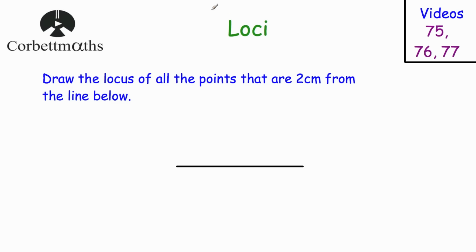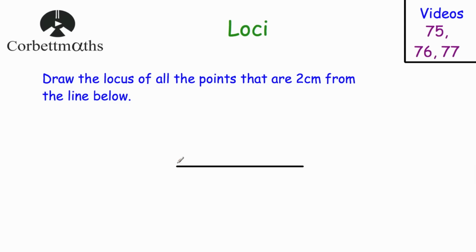Okay, let's have a look at our next topic. So our next topic is Loci, and that's video 75, 76, and 77 on Corbettmaths. And our question says to draw the locus of all the possible points that are 2 centimeters away from the line below. So in other words, we've been given a rule and we've got to draw on all the possible positions that points can be that follow that rule. So we want to draw all the points that are 2 centimeters away from this line.